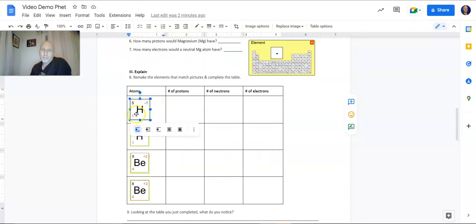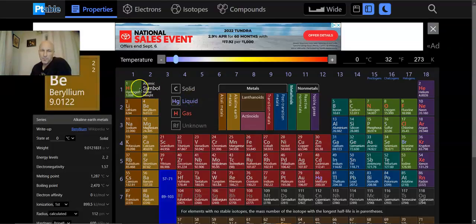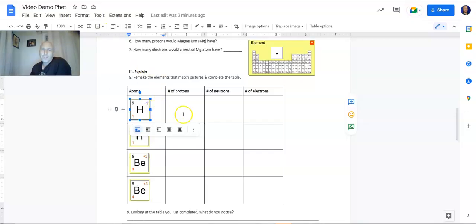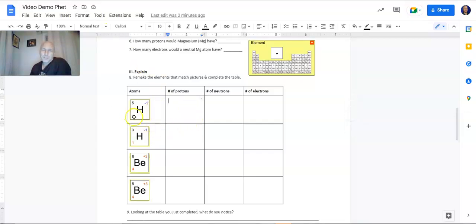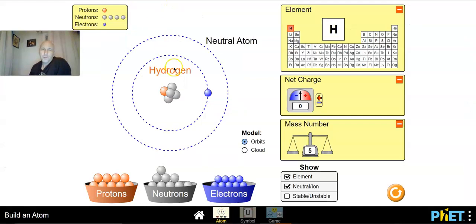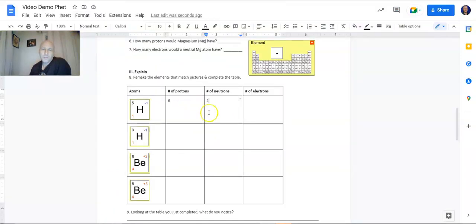Atomic number is 1, and yes, sometimes the atomic number will be on the bottom, sometimes it's on top. You just have to learn to match the symbol with the atomic number from the periodic table, okay? All right, now, number of protons, I know the atomic number is 1. Number of neutrons, okay? Now, what is 5 minus 1? It is 4, okay? So if you go in here, that's 5 total. 5 minus 1 is 4, so that is how I figured that out.